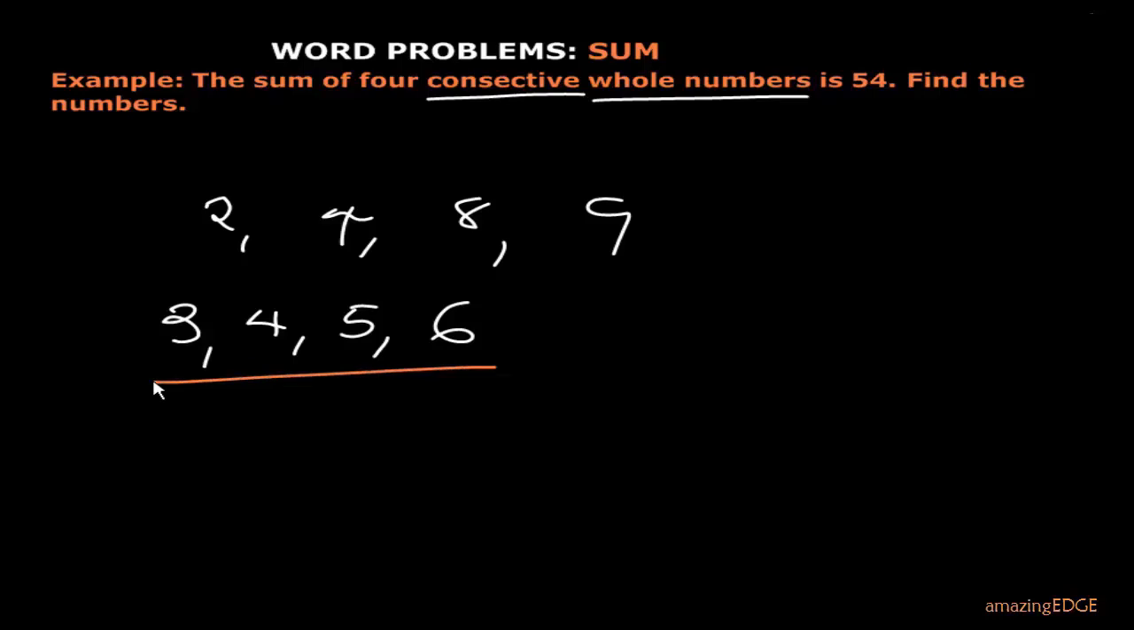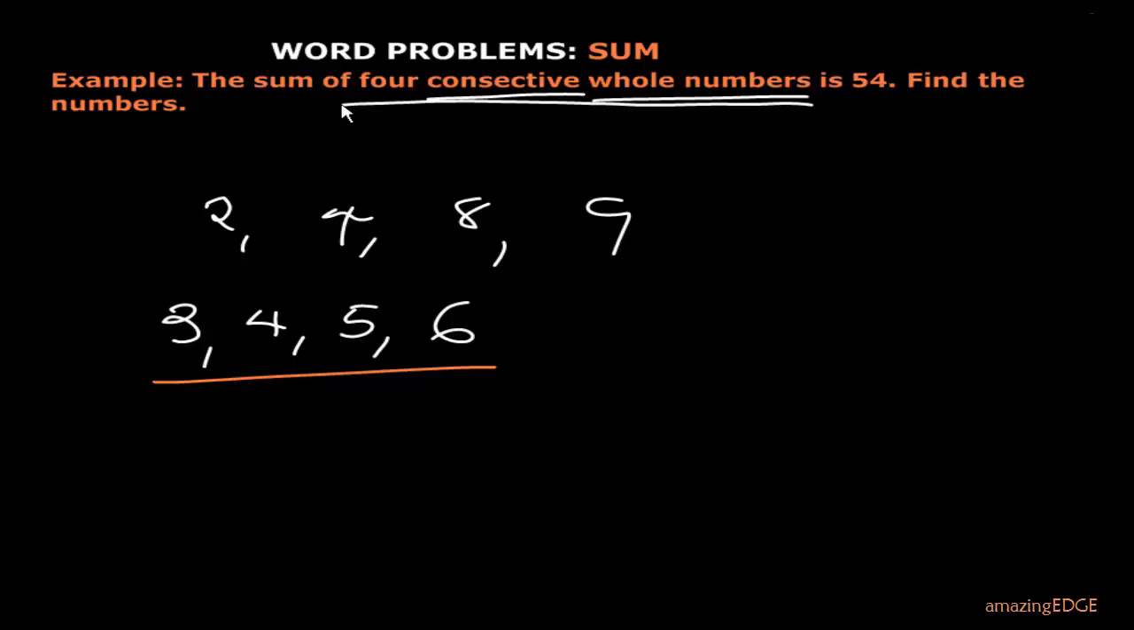In this one now, we are looking at 4 consecutive whole numbers. But we are not told where to start. That is the issue. We don't know where to start, so the starting point is unknown.